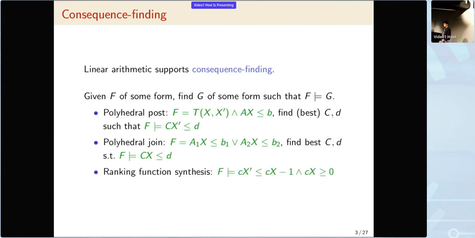Or you may want to do ranking function synthesis. Then you can encode the body of your loop as a transition formula f over pre-state x and post-state x prime, and you are trying to find a vector c representing the ranking function such that f entails c x prime less than or equal to c x minus 1, conjoined with c x at least 0. So the first part tells you that your rank strictly decreases, and the second part tells you that you have a well-founded order. Right, so the parts in green are all instances of consequence finding, and it shows us how that enables applications.